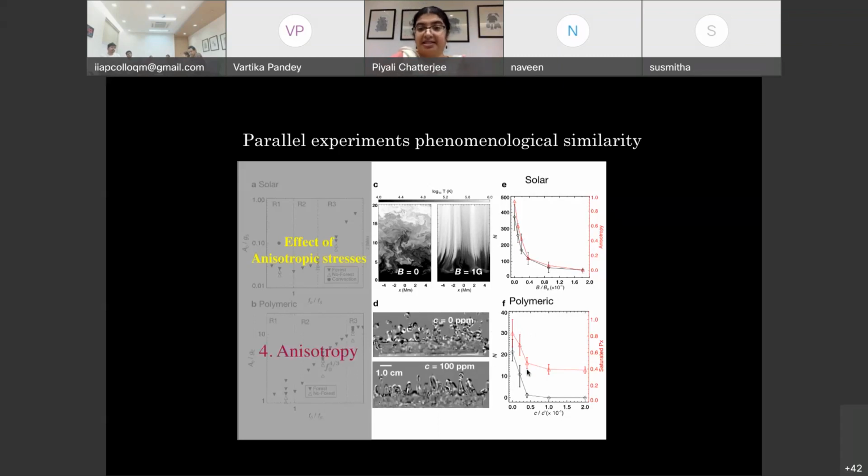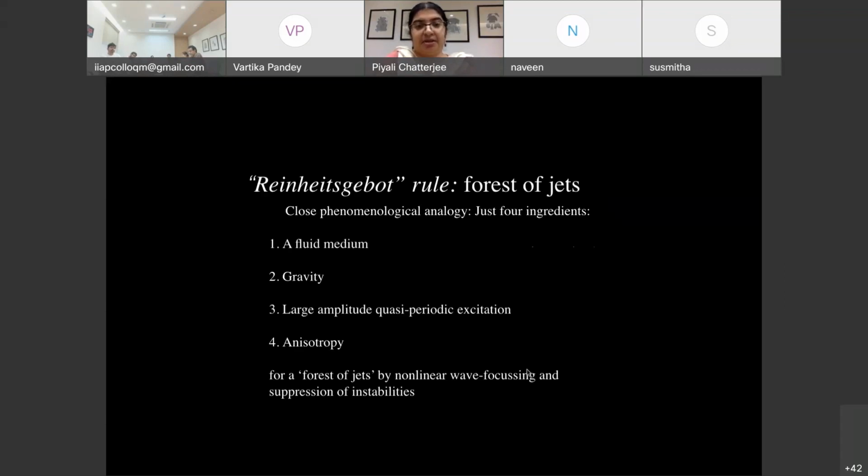So this basically tells you that the fourth ingredient is anisotropy, which is going to be very important to the concept of forest of jets. So basically we have this very close phenomenological analogy between the two systems. So you need just 4 ingredients: the fluid medium, gravity, large amplitude quasi-periodic excitation, and anisotropy.